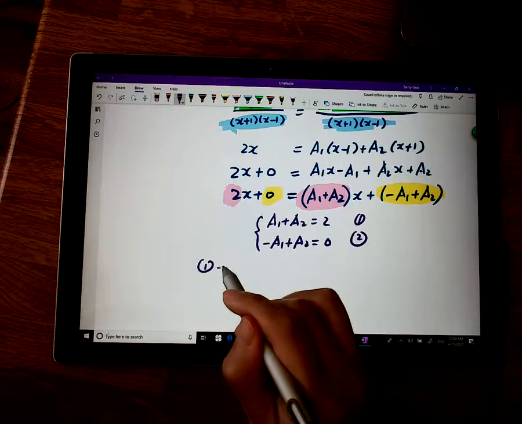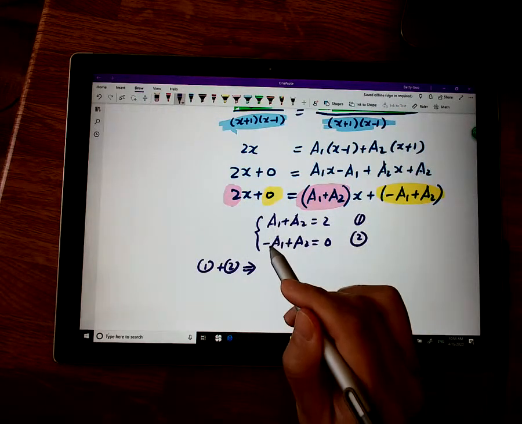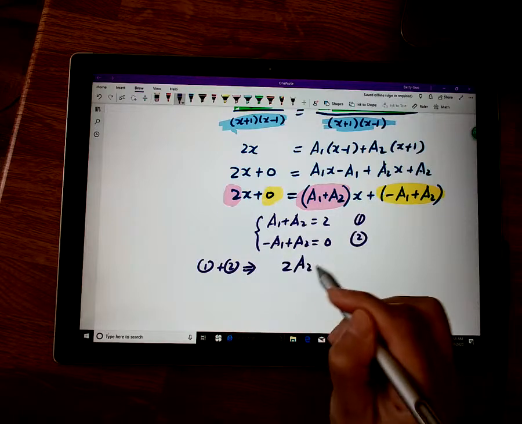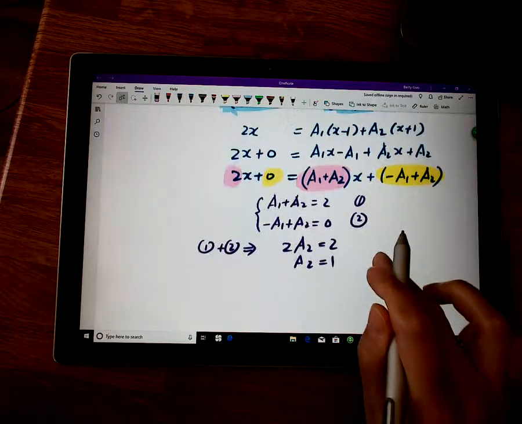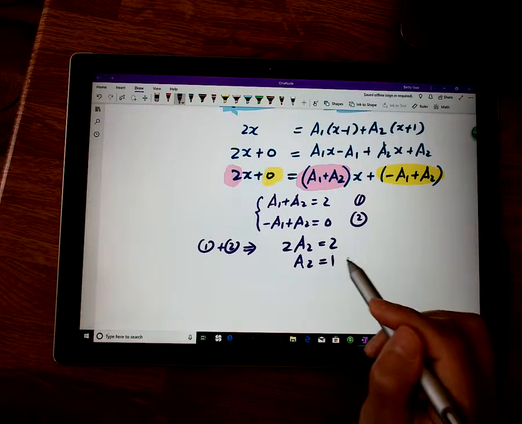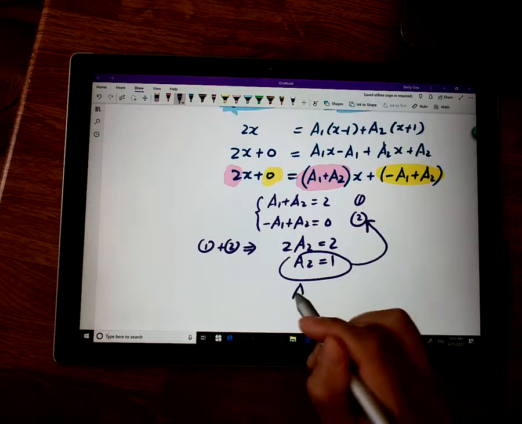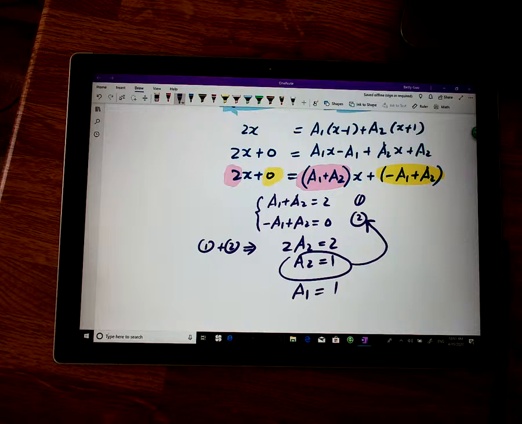If we add the two equations together, a sub 1 and negative a sub 1 cancel out, right? So we have 2 a sub 2 equals 2, a sub 2 equals 1. And we plug a sub 2 equals 1 back into equation 2. We would have a sub 1 also equals 1. That's how we solve for the two unknowns.